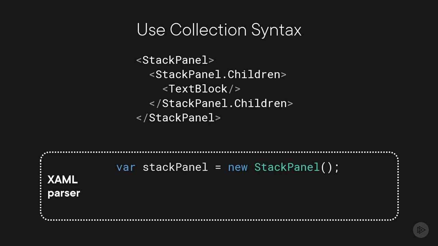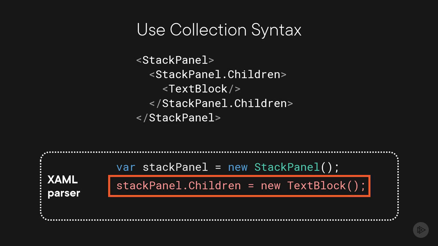Now in this case here, the XAML parser does not assign a new TextBlock instance to the Children property. That would not be possible anyway, as you cannot assign a TextBlock to a property of type UIElementCollection. And in addition, the Children property is read-only.